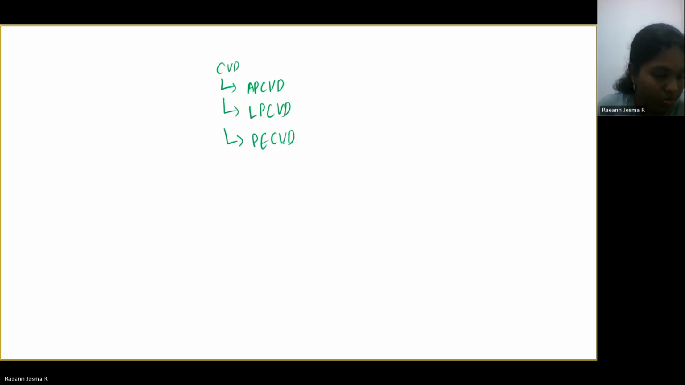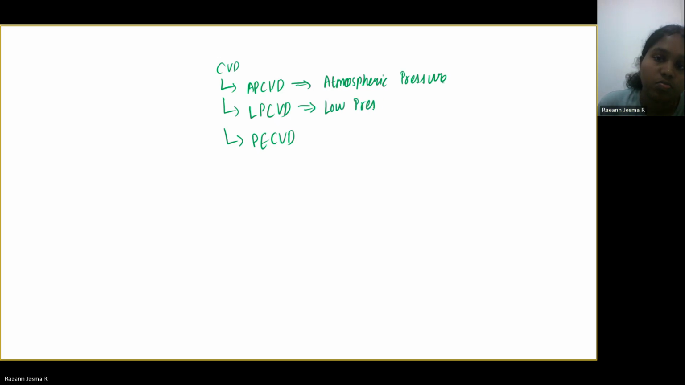Here the reaction happens at low pressure. This is plasma enhanced CVD. So in chemical vapor deposition techniques, two of the main important variables that we control to bring about the deposition process are pressure and temperature.